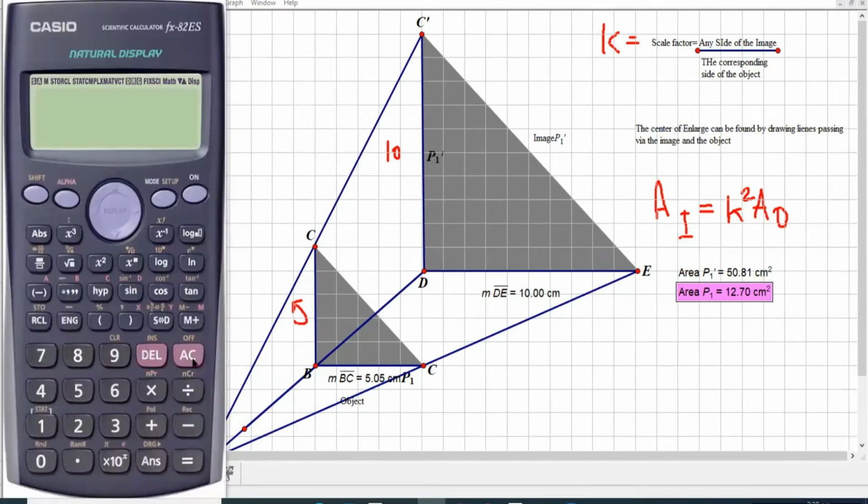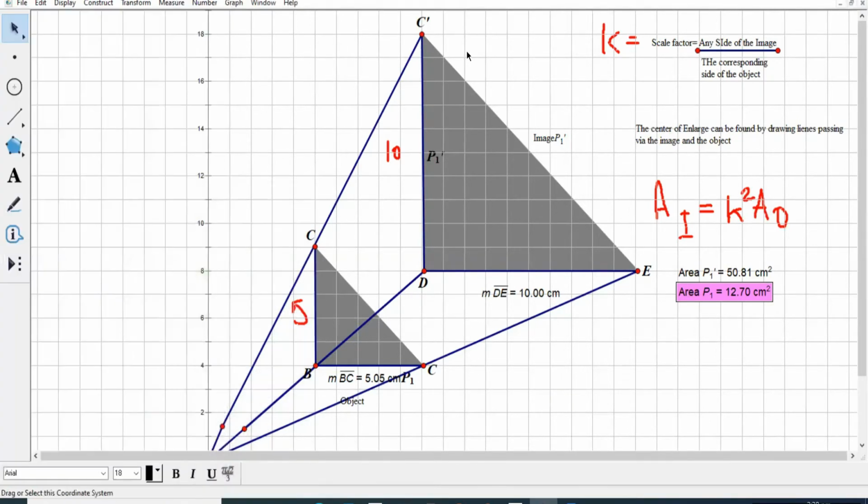So here's my calculator. Look what I'm going to do. 12.7 multiplied by k squared. What was k? K was 10 divided by 5, which is 2. So that's 2 squared. When I multiply them, notice I get 50.8. What is 50.8? Area of the image. So the area of the image, 50.8, is equal to the area of the object times k squared, or k squared times the area of the object. That's all you need to know for enlargement.